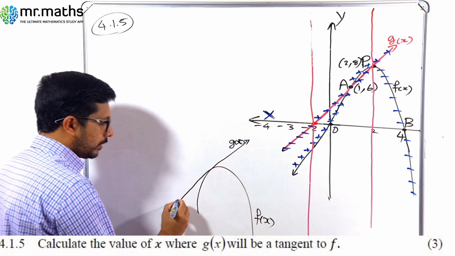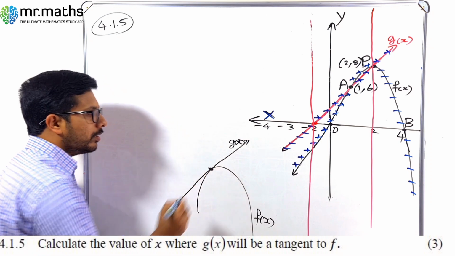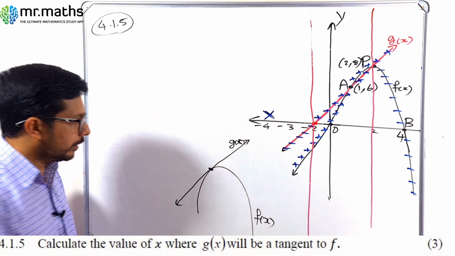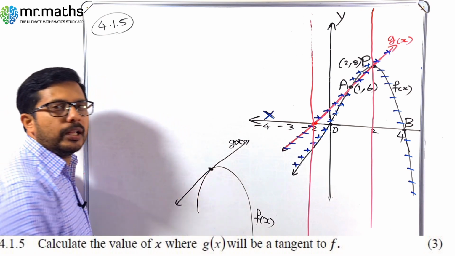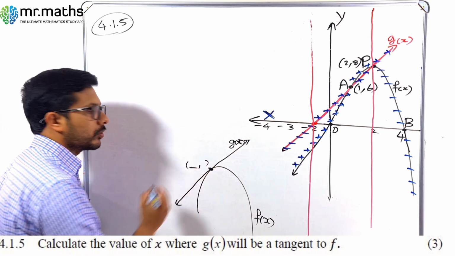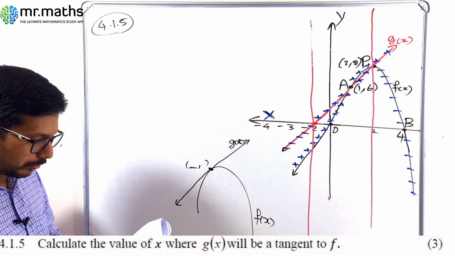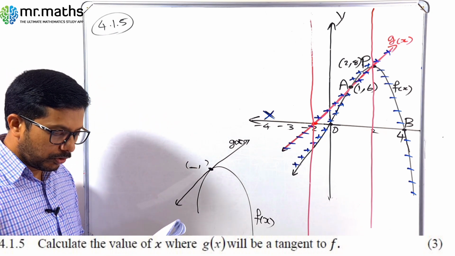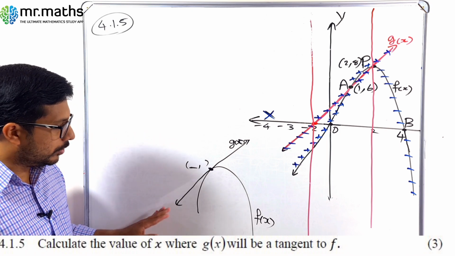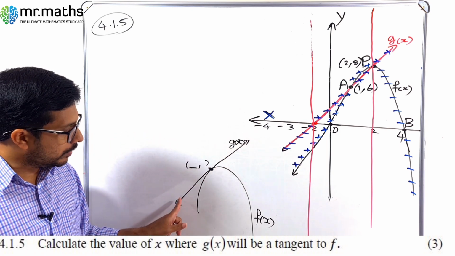Okay, this straight line graph is a tangent of f of x, and you have to find the value of x. That means at this point, what is the value of x? What is the value of x here? That is the question. Okay, so look at the question. Calculate the value of x where g of x will be a tangent to f. G of x will be a tangent.